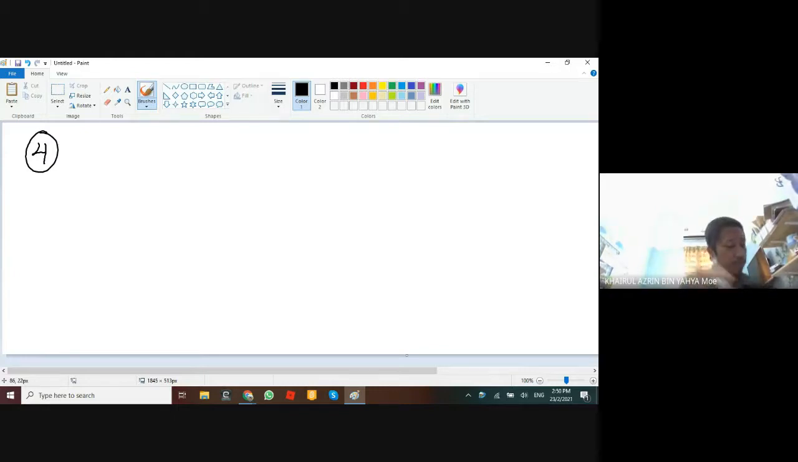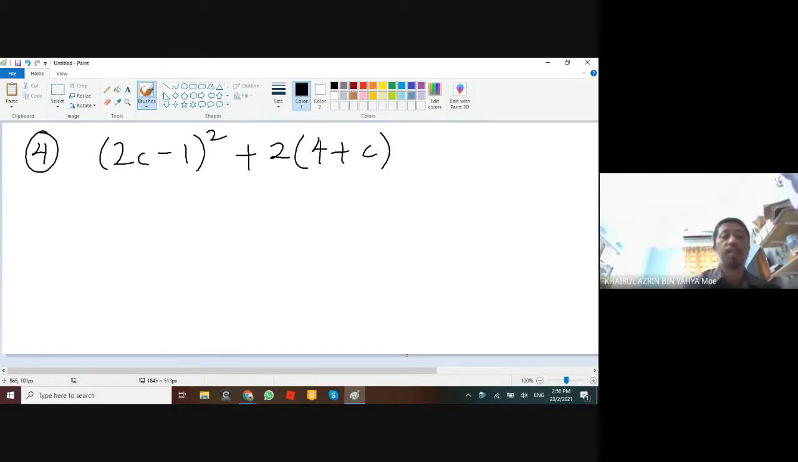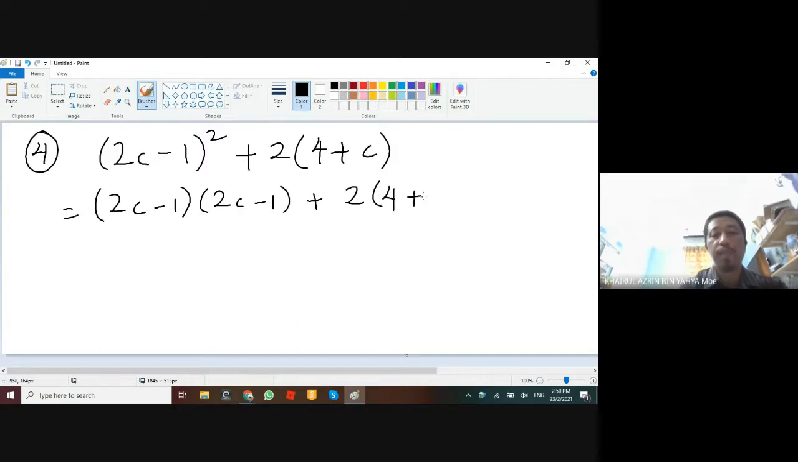Question number 4 is like this: (2c minus 1) squared plus 2(4 plus c). First of all, we expand this one: (2c minus 1)(2c minus 1). And then we write 2(4 plus c).